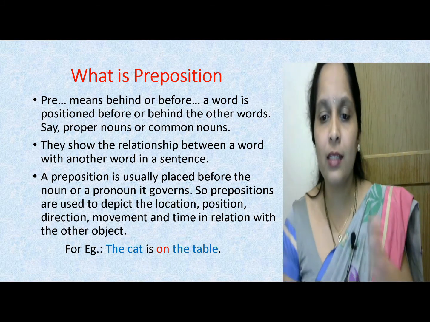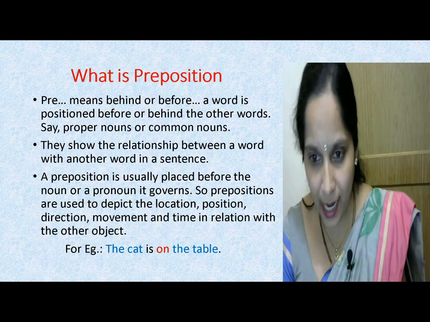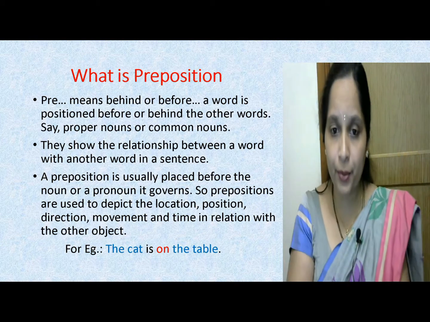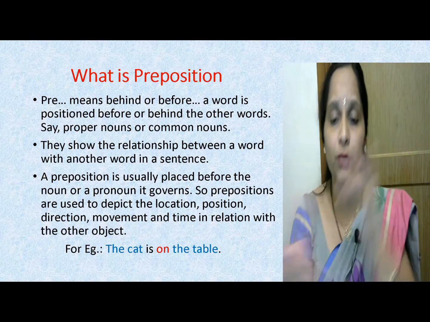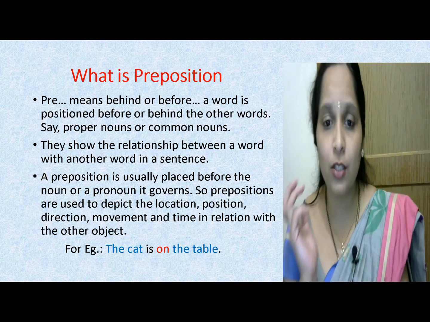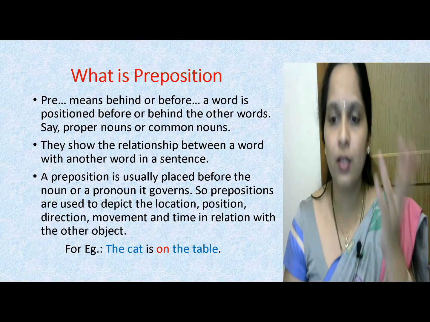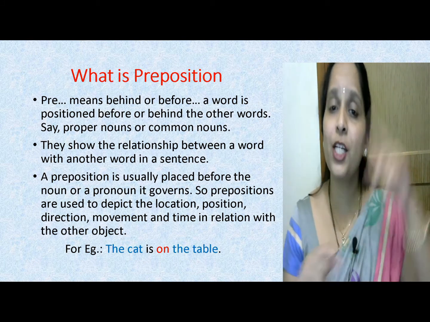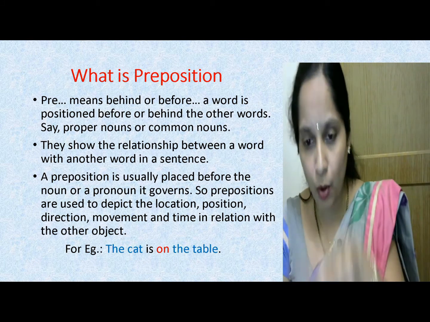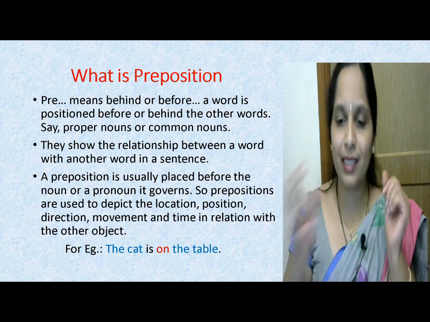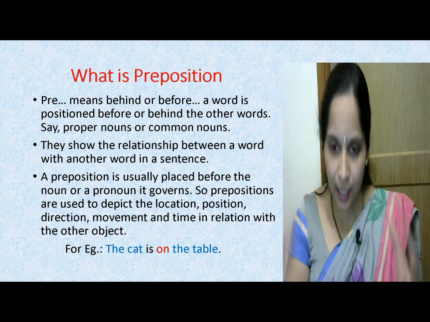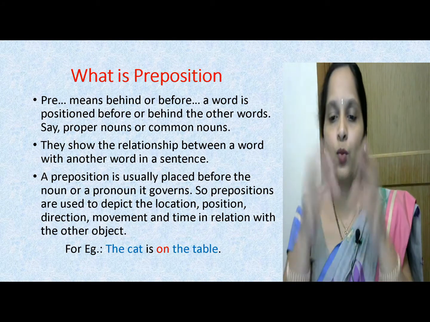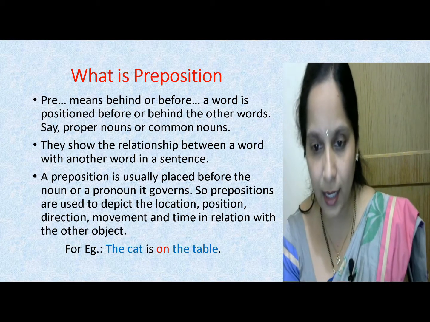For example, the cat is on the table. Where is the cat? It is on the table. The girl jumped into the river. What happened the moment the girl jumped into the river? So prepositions are used to depict the location, position, direction, movement and time in relation to the other object. So the two objects or the two nouns in this example, the cat and the table, the relationship between these two objects is being connected or told with the proper preposition, on, in that sentence.